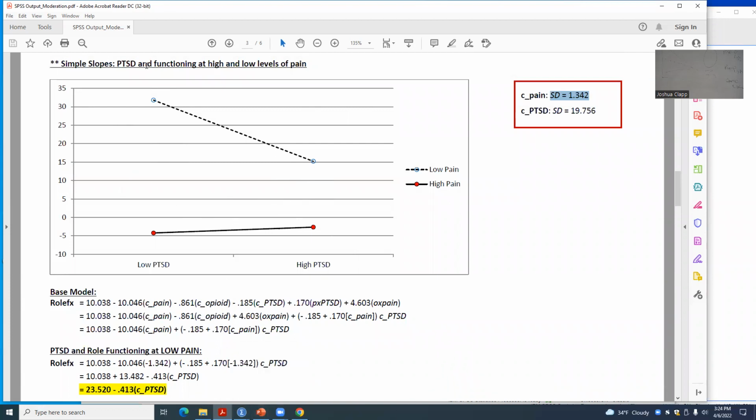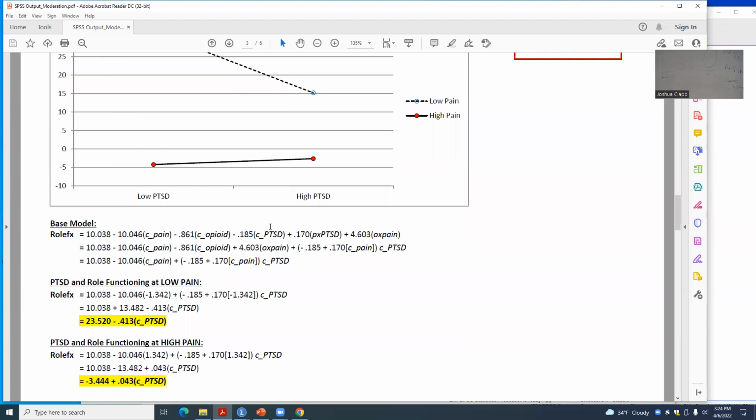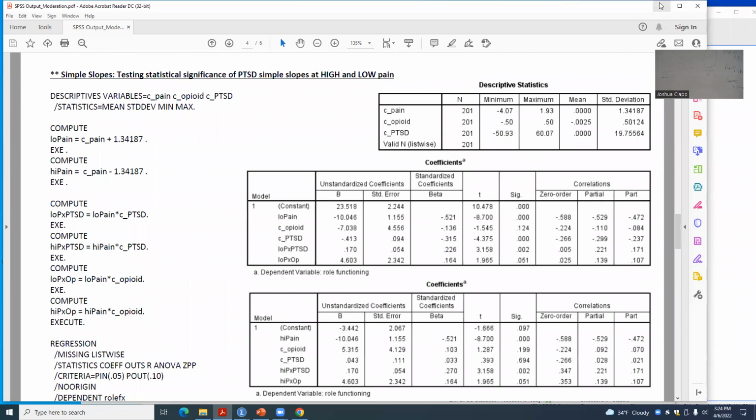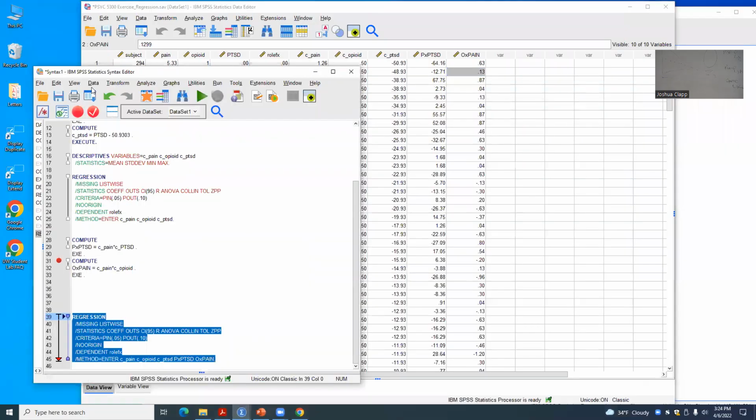But what I don't have is a p-value for the unique effect of PTSD on role functioning at low levels of pain, here operationalized as a standard deviation below. I don't get a p-value or effect size for the unique effect of PTSD on functioning at high levels of pain, here operationalized as a standard deviation above, okay? So I need to go down and start to create some new variables. For this, I need to calculate high and low levels of my moderator, okay?